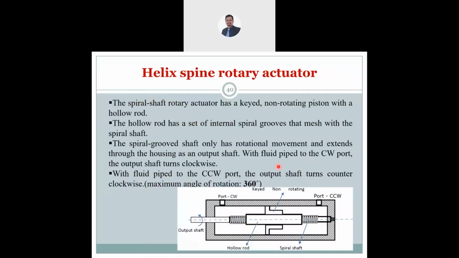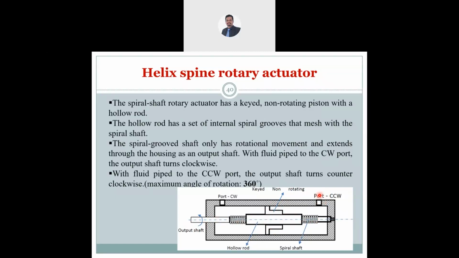Then you have a helix spine rotary actuator. So you can see here you have like a screw. Okay. Then you have a hollow rod. So meaning this is fixed. Okay, so this is non-rotating. The one that is fixed will move.